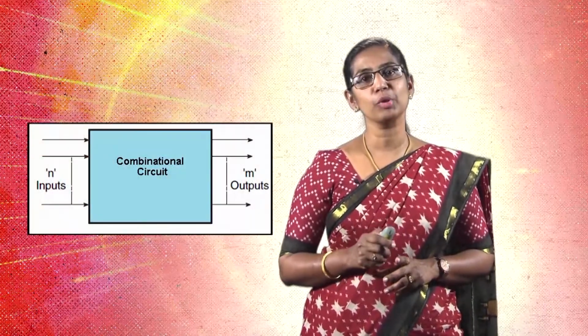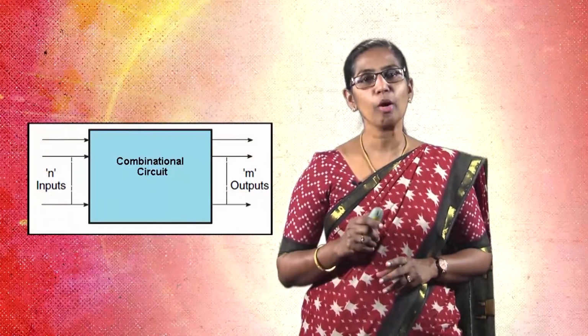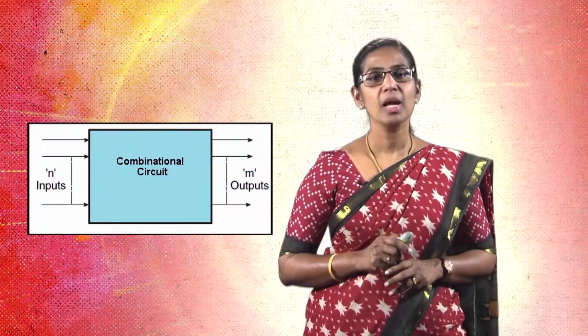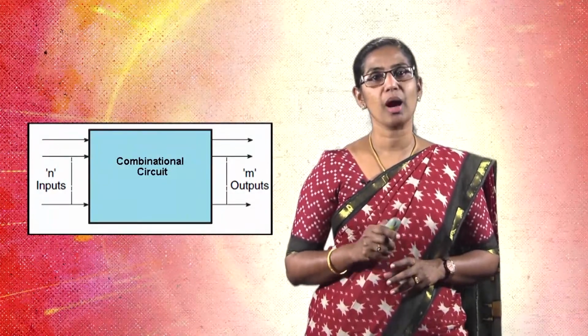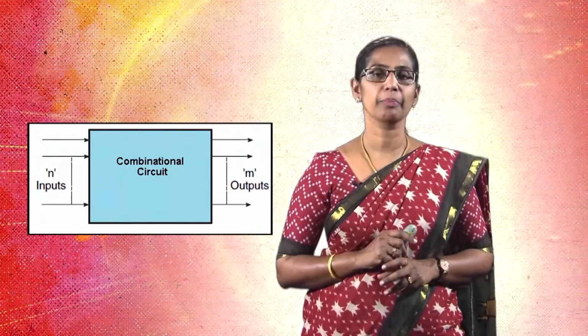Depending on the Boolean expression, a combinational circuit may take n inputs and m outputs. Refer to the block diagram shown here. N inputs are passed through a combinational circuit to obtain m outputs. These m outputs depend solely on the value of the n inputs.